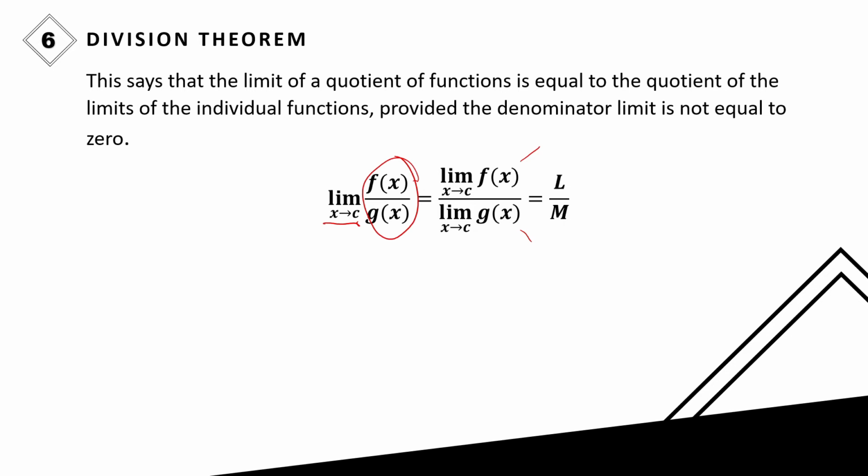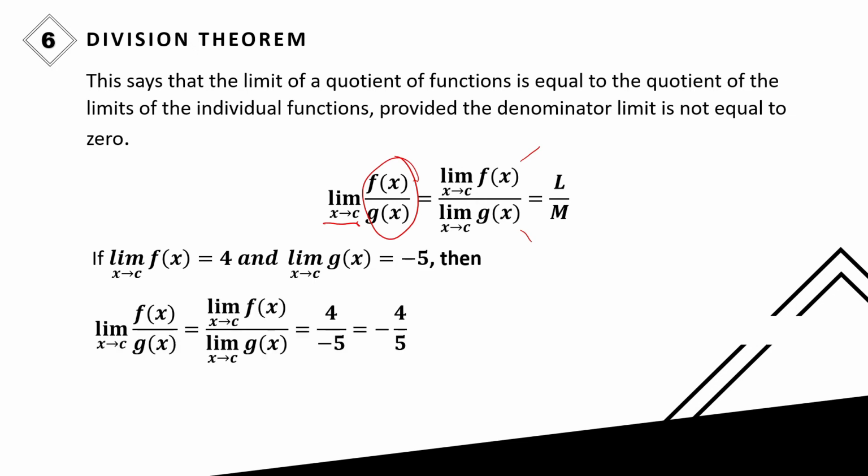So if we have the same value for the limits of your function, the limit of f of x as x approaches c and the limit of g of x as x approaches c, which are 4 and negative 5, so magkakaroon tayo dito ng 4 all over negative 5, or our answer is negative 4 over 5. So the limit of our function is negative 4 over 5.